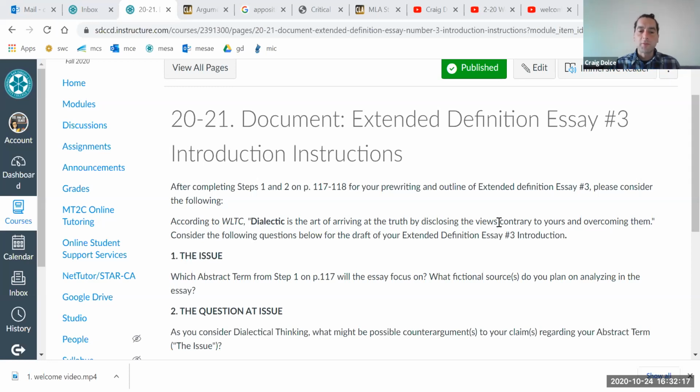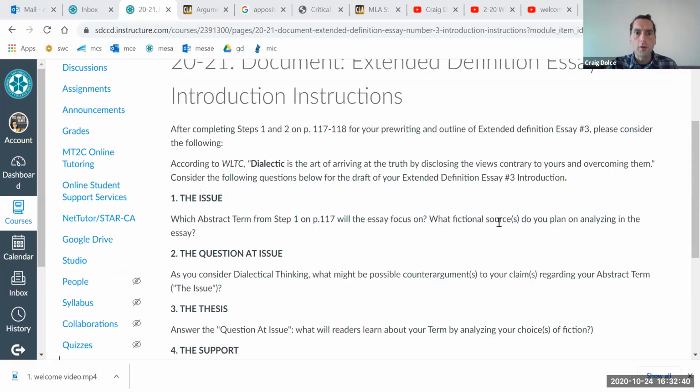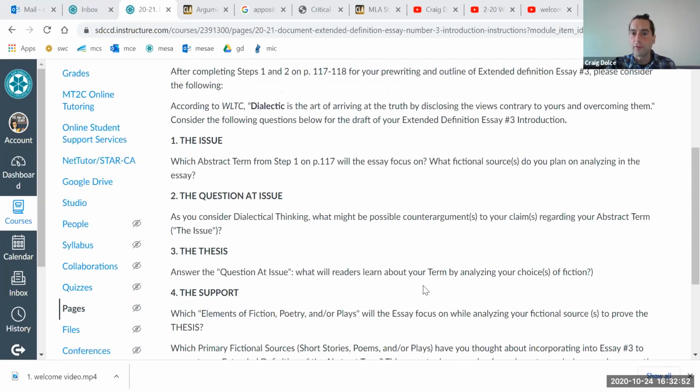Again, we all agree on certain denotations of these abstract terms listed on pages 117 to 118. The question is, which are the ones that we don't agree on? Which abstract ideas can we better understand by analyzing literature? Because when we read about literature and analyze literature, we learn about life and the human experience. So whichever term you took, that becomes your issue. And then the question at issue: what do you learn about blank by analyzing blank, your fiction? So what will your readers learn about identity by analyzing fiction, depression, courage, progress?